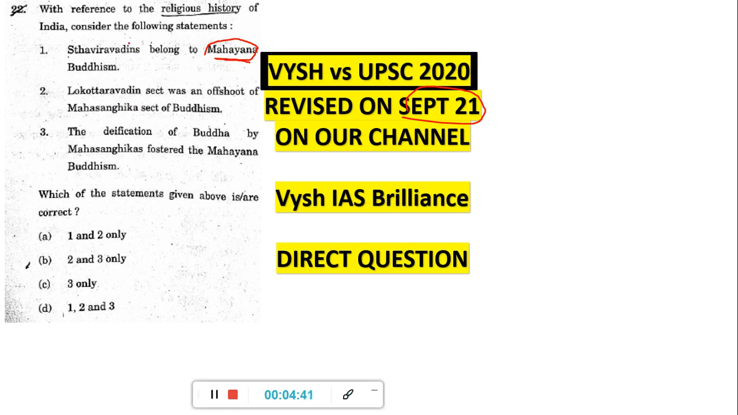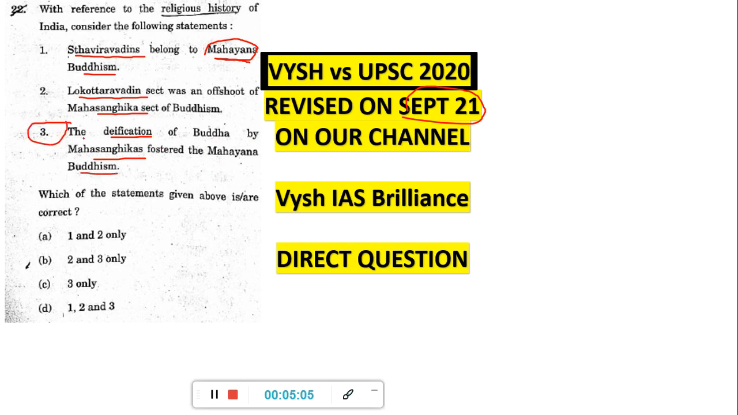So in our test series, all questions are there. Here, with reference to religious history of India, consider the following statements. Sthaviravadin belonged to the Mahayana Buddhism. Then, Lokottaravadin was an offshoot of the Mahasanghika sect of Buddhism. Then, deification of Buddha was fostered by Mahasanghikas, fostered the Mahayana Buddhism. So this is a repeat statement of UPSC.